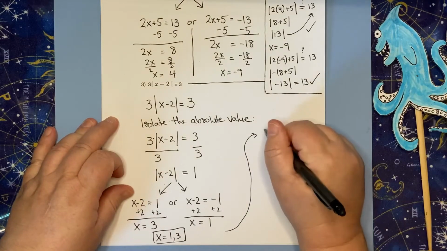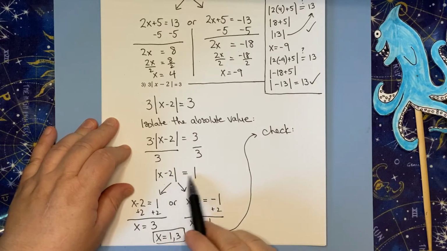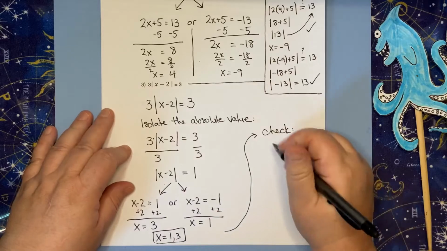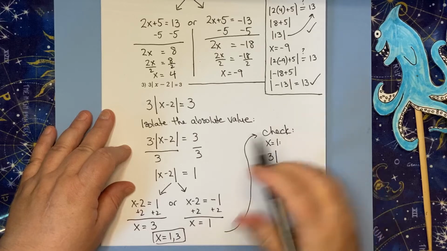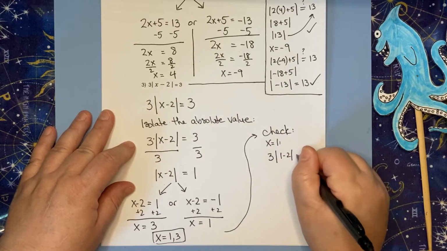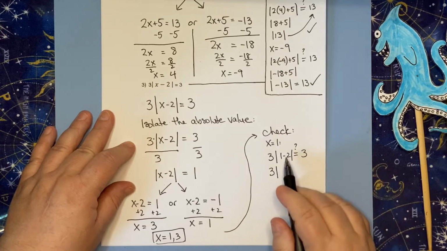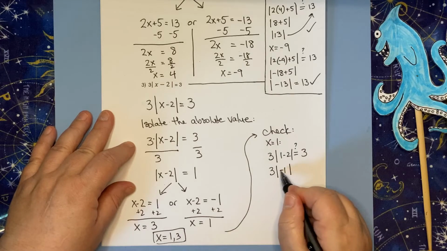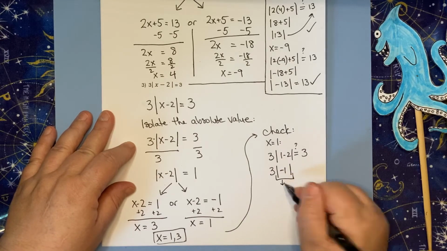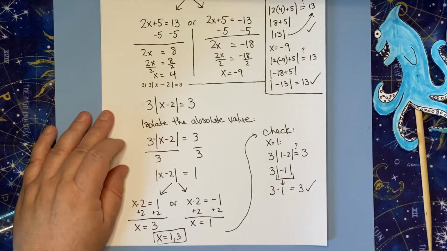Okay, let's go ahead and check. So, remember, do not just check this equation, go back to the original equation. So for x equals 1, I've got 3 times the absolute value of 1 minus 2. Does that equal 3? So this is complicated, but we can do it, order of operations. I've got 3 times, and I work inside, 1 minus 2 is negative 1. What's the absolute value of negative 1? It's 1, so I've got 3 times 1, and that does, in fact, equal 3.